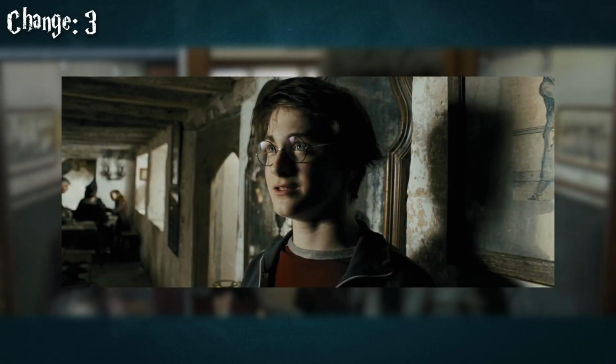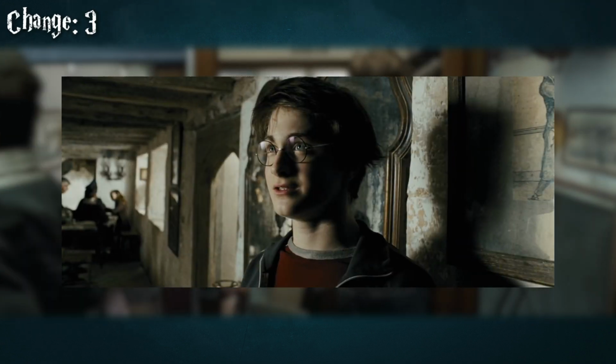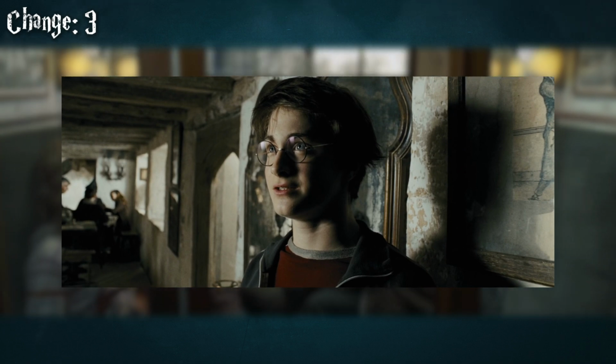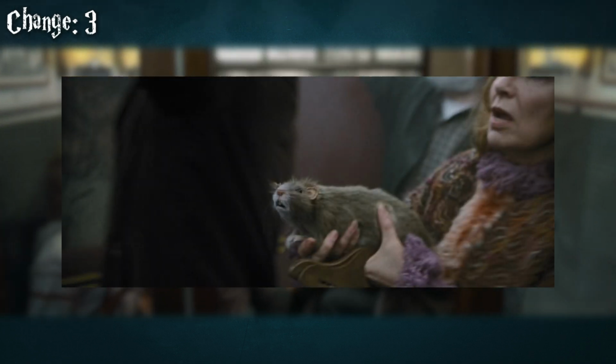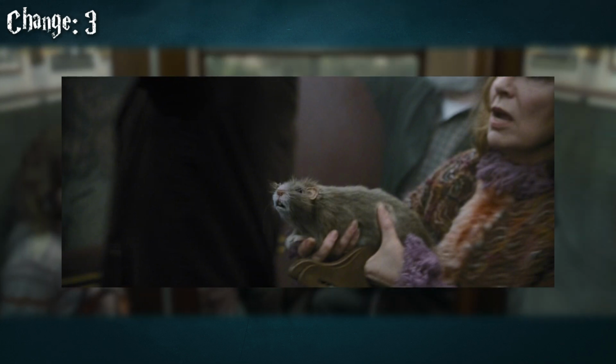And now we can head into our next change, which is that Harry doesn't meet Ron and Hermione in the Leaky Cauldron, like the movie shows, but rather in Diagon Alley. And their conversation with each other is more extensive at this point.